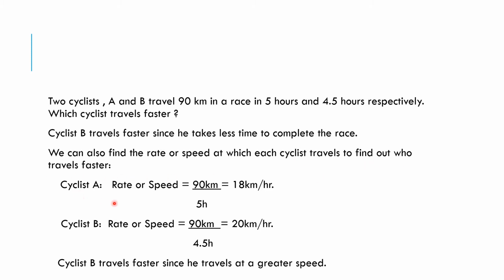Now, cyclist A's rate or speed is given by distance over time, 90 km over 5 hours, that is 18 km per hour. Cyclist B's rate or speed is 90 km over 4.5 hours, that is 20 km per hour. So, cyclist B travels faster since he travels at a greater speed.